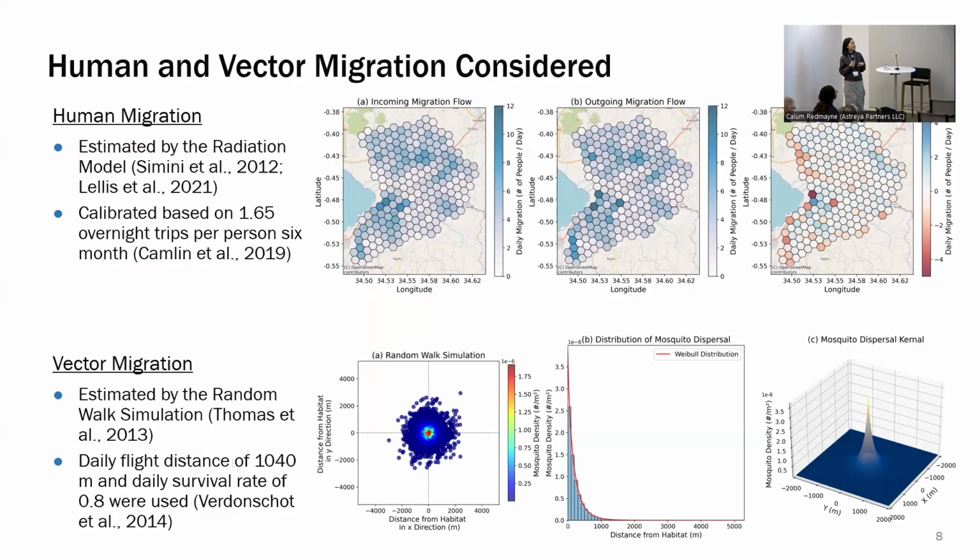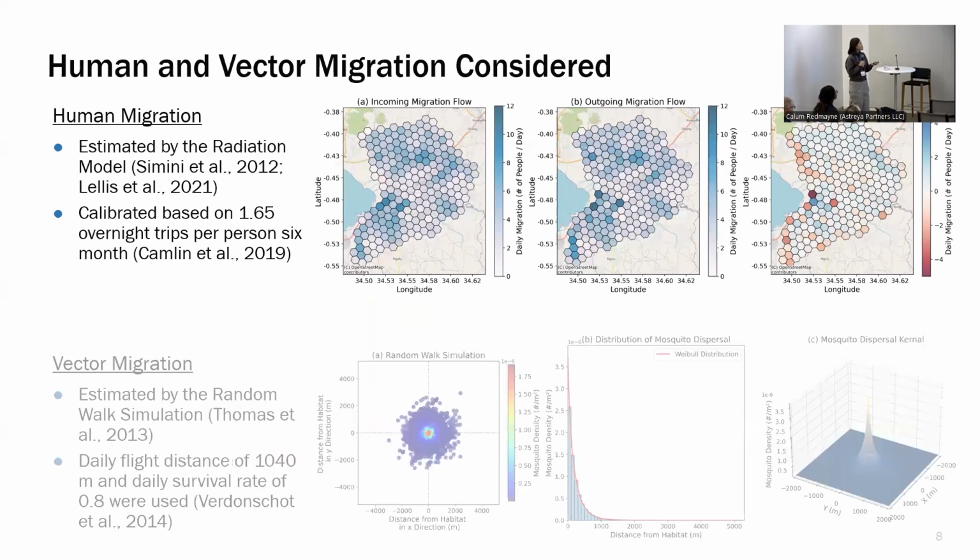We also accounted for human and vector migrations. To model human movement, we use a radiation model. This model only requires one main parameter, which identifies the initial fraction of travelers moving to another location. Other than that, the model relies on population distribution data to estimate the migration flux between different nodes.